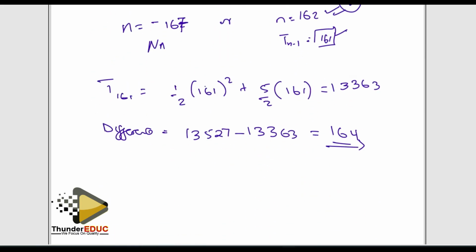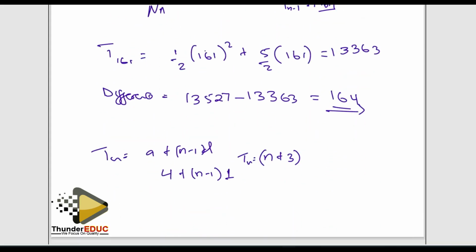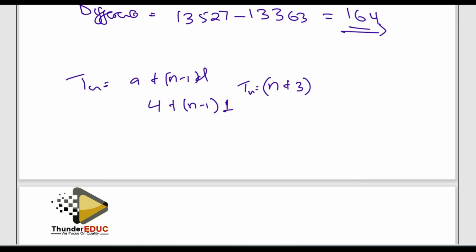Then if I look at my Tn, you know that it's a plus n minus 1 into d. Our first term was a 4, minus n minus 1, and our common difference was a 1. When you simplify that, you'll just have n plus 3. So the position is 161, and that's n plus 3.